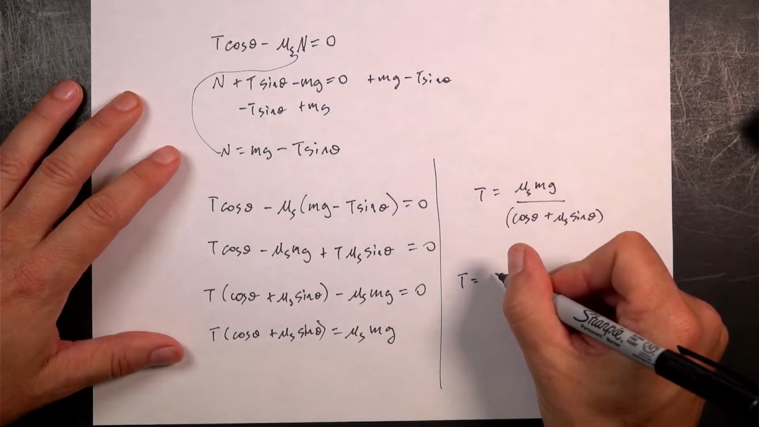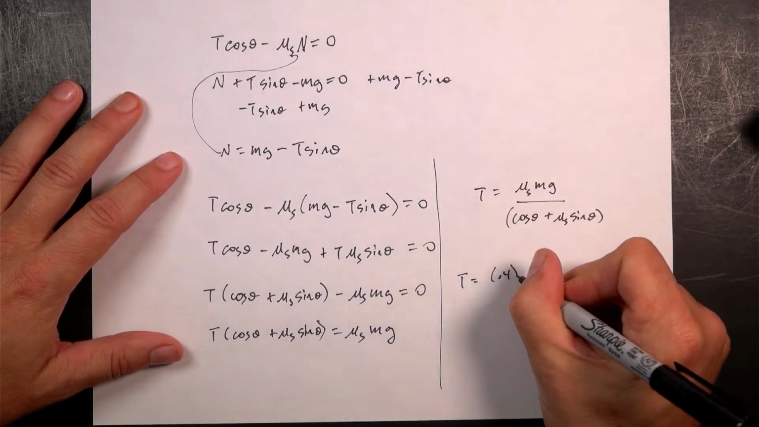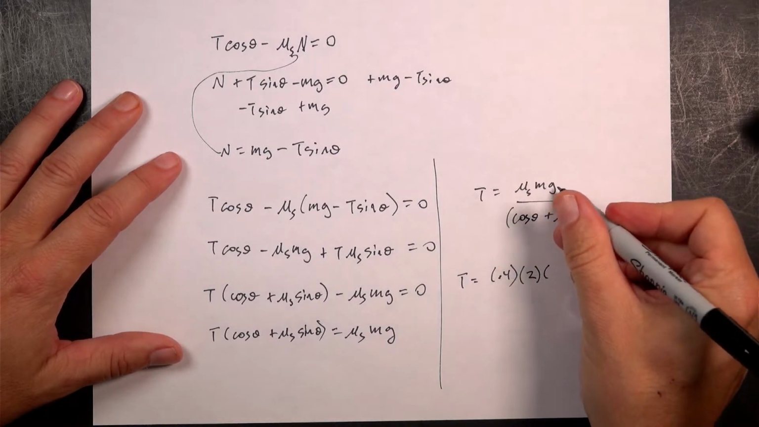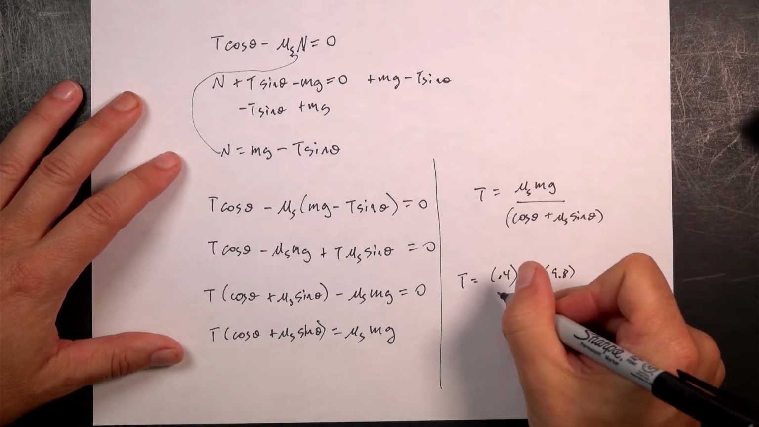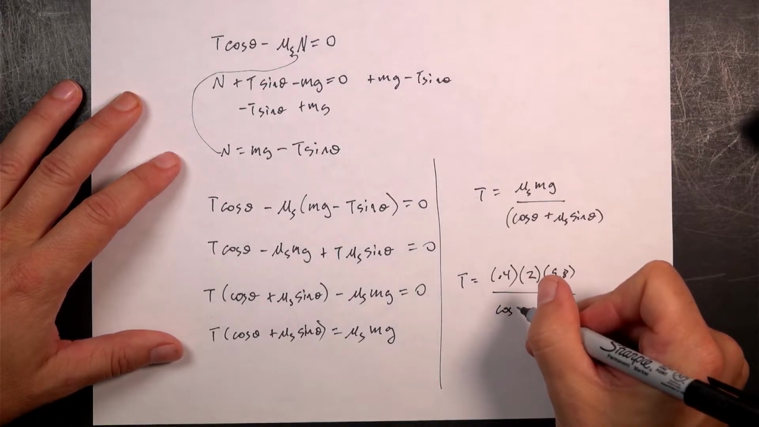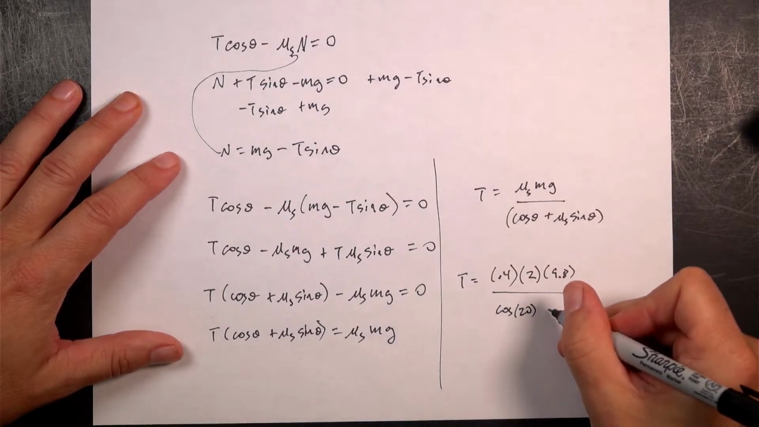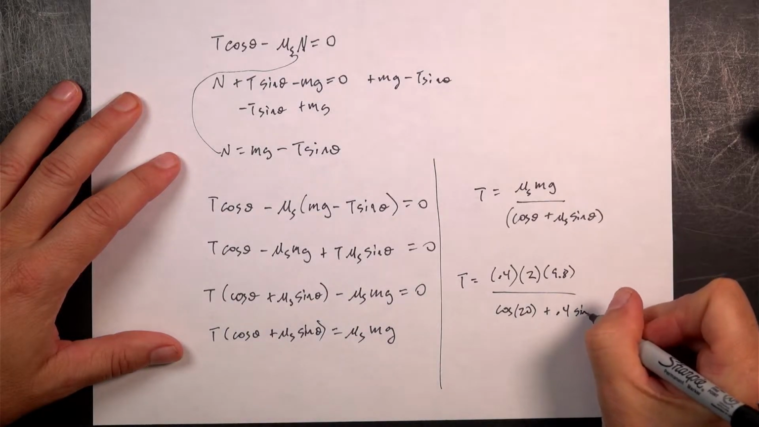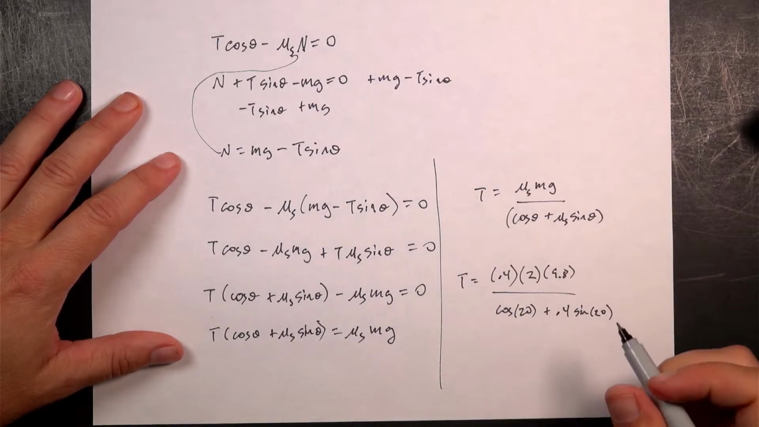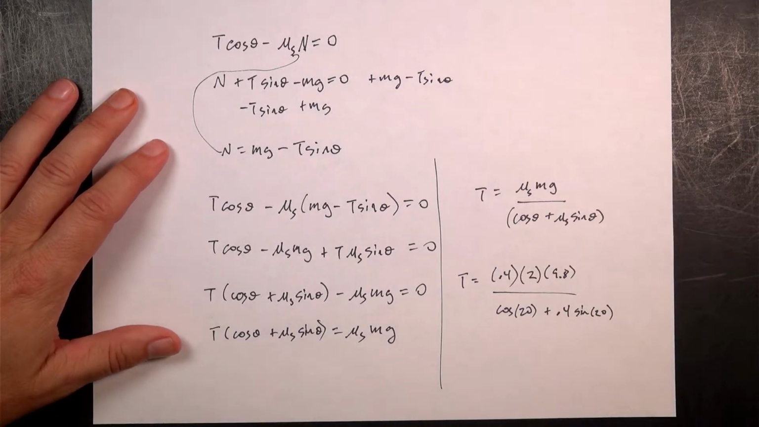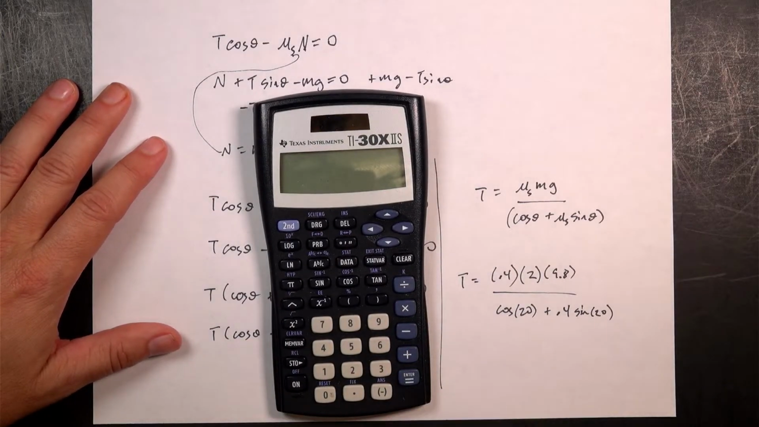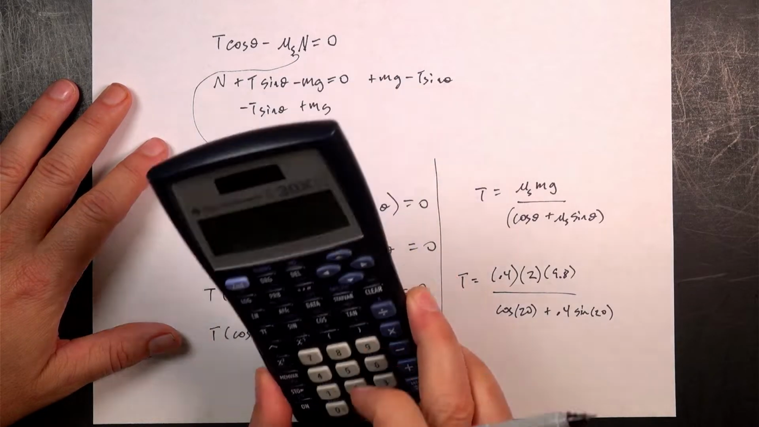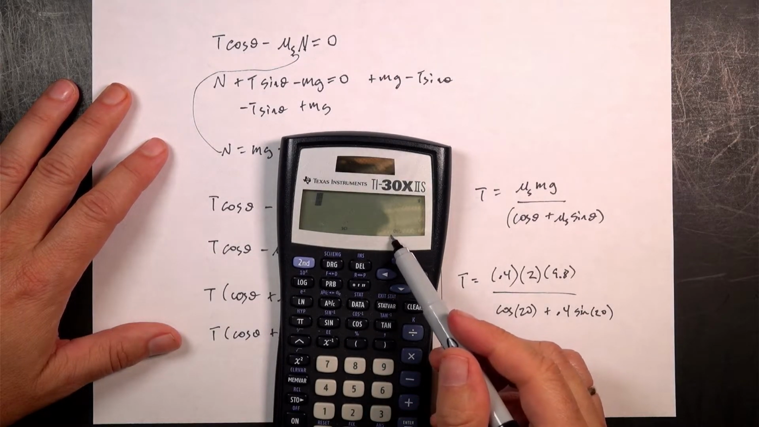T equals mu. I had mu as 0.4. I'm not going to put my units in. The mass was 2. G, that's the magnitude of g, so it's 9.8, over the cosine of 20 plus 0.4 times sine of 20. Now this is a great chance for you to practice putting things in your calculator. I'm going to use this calculator, even though I don't really like calculators, but I'm going to do it anyway. So just be careful about order of operations and be careful about degrees. So I am in degrees mode, it says right there.